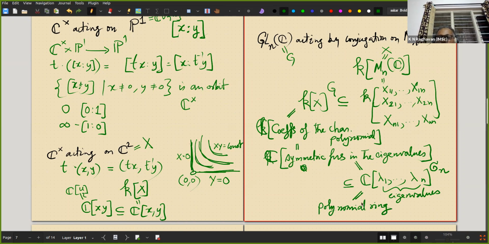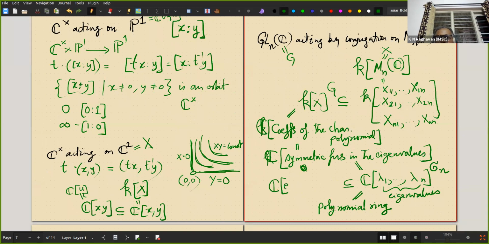It's isomorphic to a polynomial. It's a subring of a polynomial ring, which is a polynomial ring in itself. The way to see it's a polynomial ring in itself is that the coefficients of the characteristic polynomial, the trace, the second coefficient, etc., up to the determinant, are algebraically independent. So they form a polynomial ring. And maybe if I say this, it will make more sense.